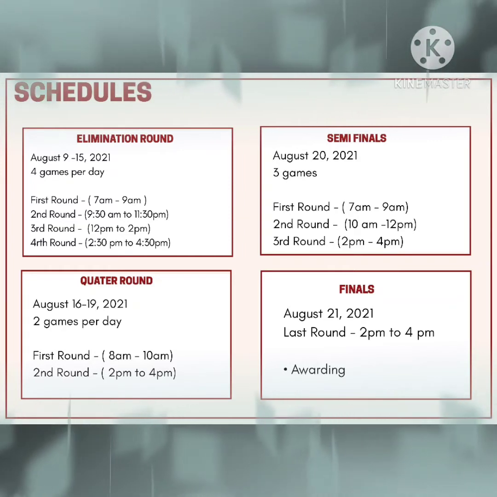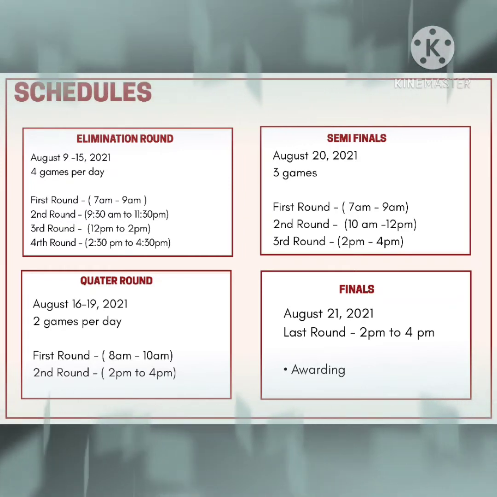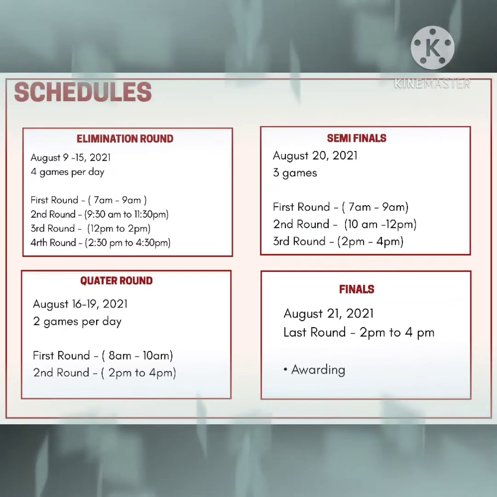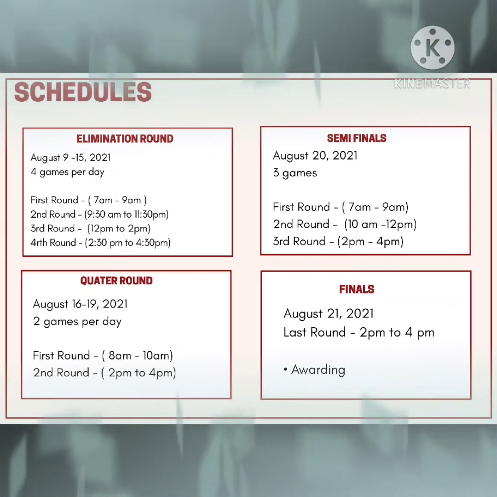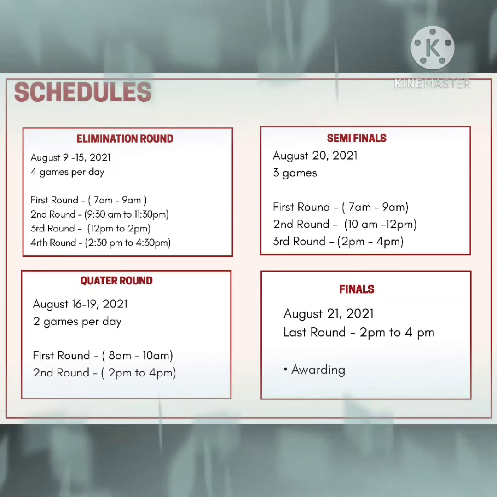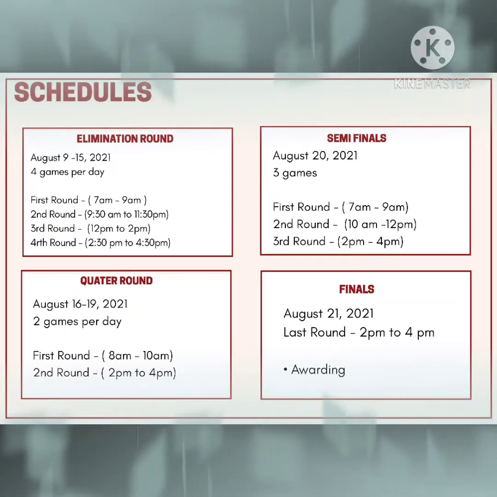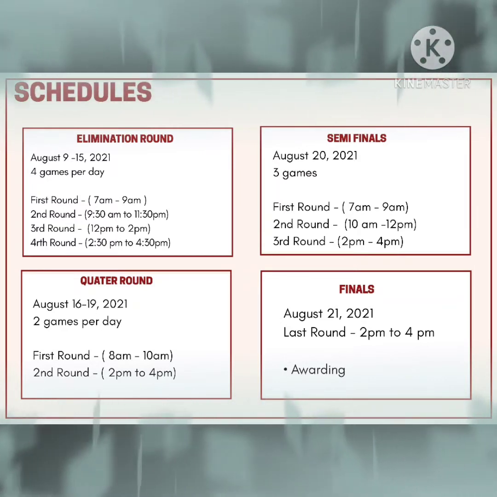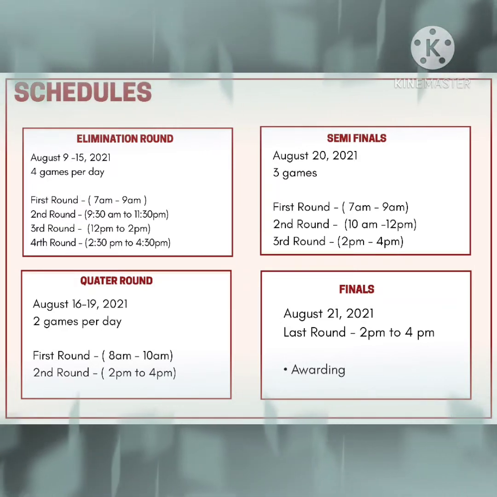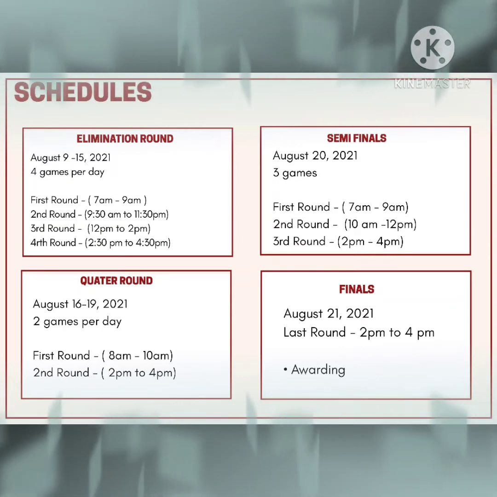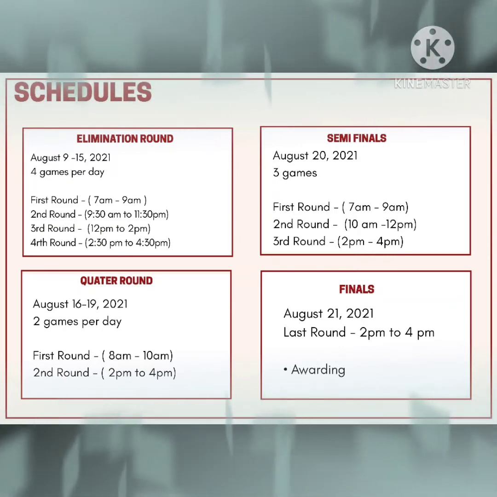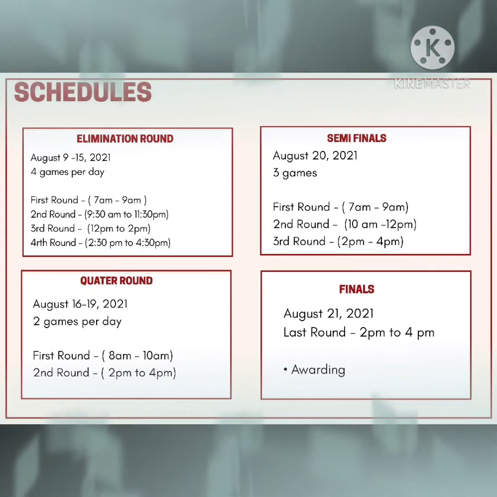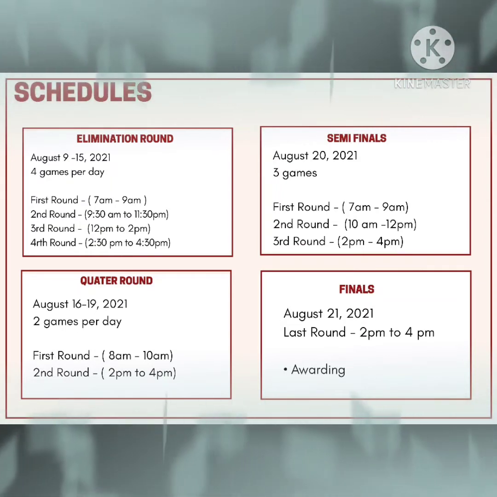So, since there are 8 teams, kada usa ka adlaw adunay upat ka duwa nga mahitabo. So ang first round na sa alas 7 to hangtod sa alas 9 sa buntag. So since ang range sa time sa pagduwa sa soccer is around 90 minutes. Then if there is a tie, ma-extend siya gamay, so maong tag 2 hours ang range sa oras nga kung gibutang.